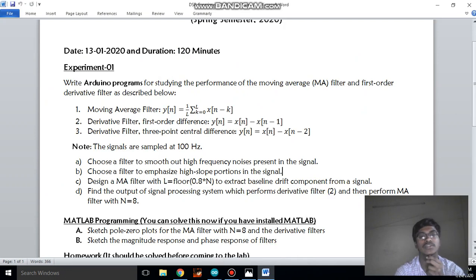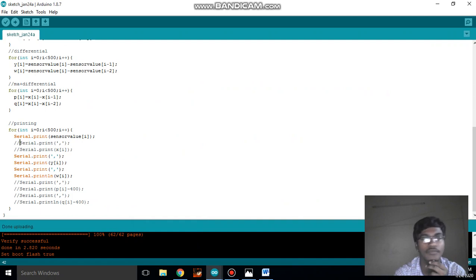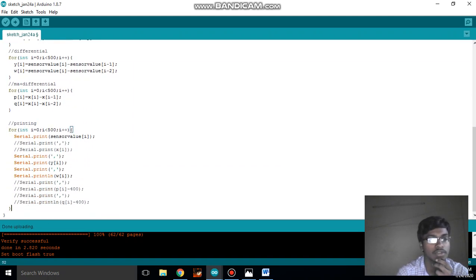And the third question is to design an MA filter where the length of the filter is floor of 0.8 into n. Here n is the number of signals we are taking, and as we can see, the n here is 500. So 0.8 into 500 is 400. So let's take L as 400, and we can observe the output of the filter.